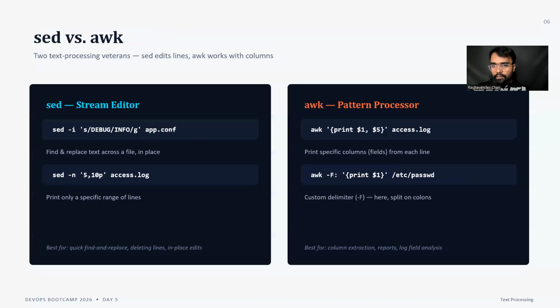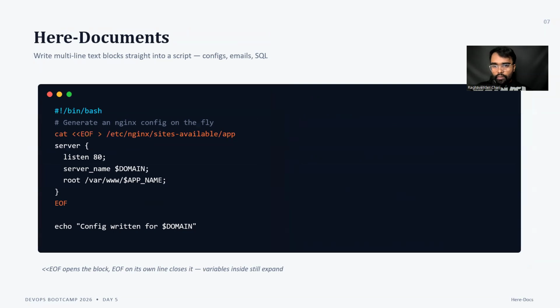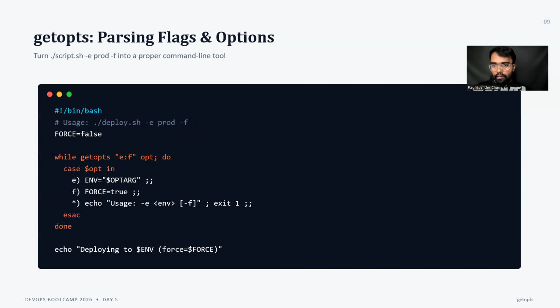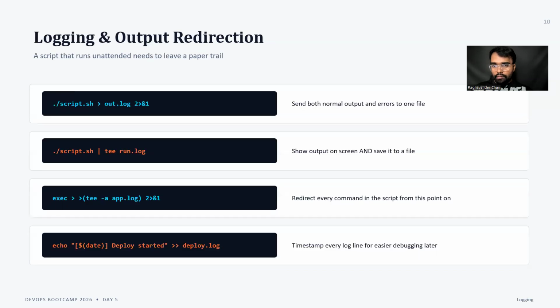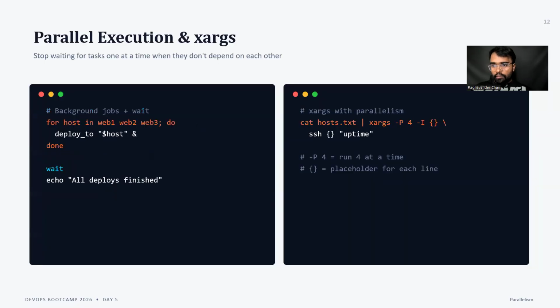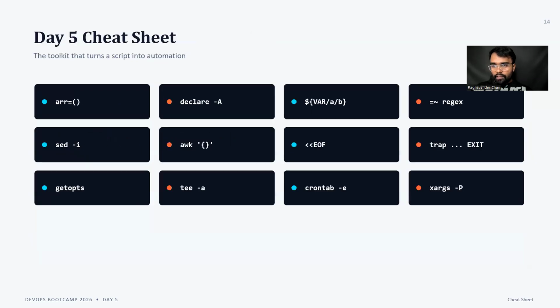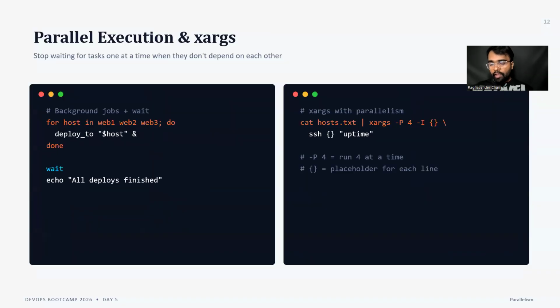Let me check. Here we use the EOF and cleanup, remove, trap. We use trap here, and here we use getopts. Here we use the log. Somewhere I have used it, but I could not recall that. So we have used all the commands, so you can practice that because we have everything in this slide.